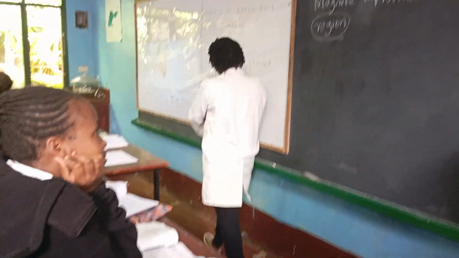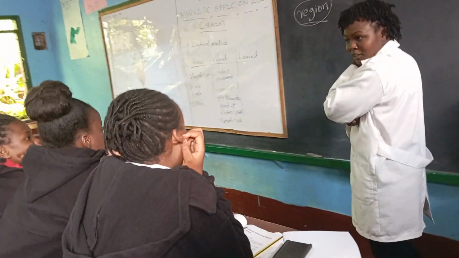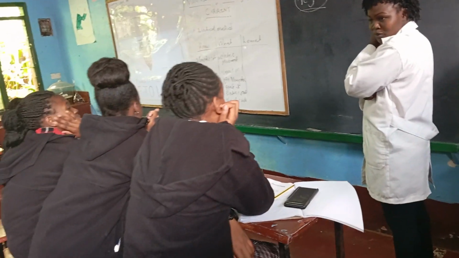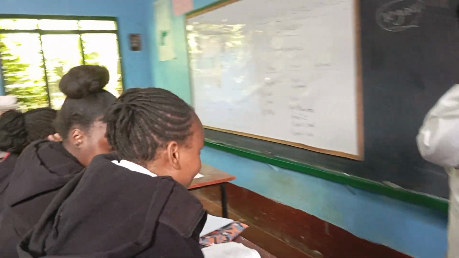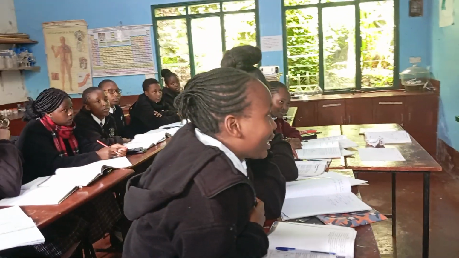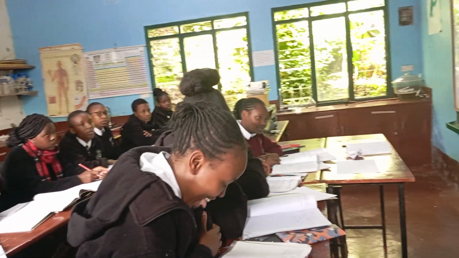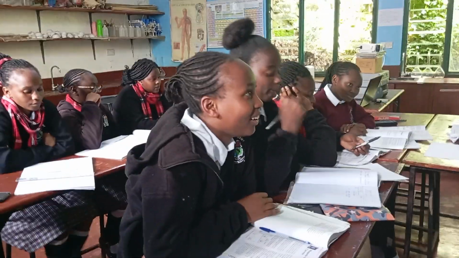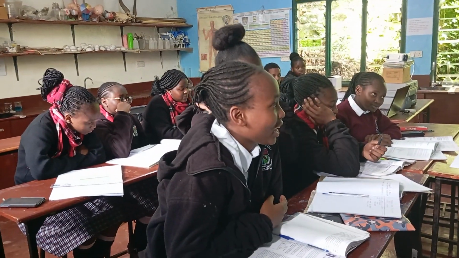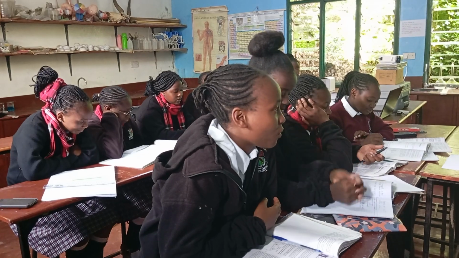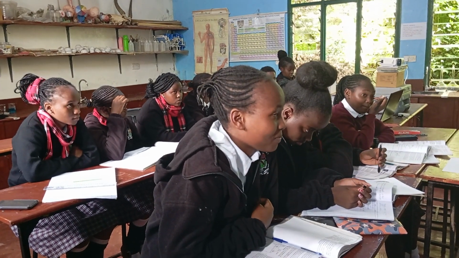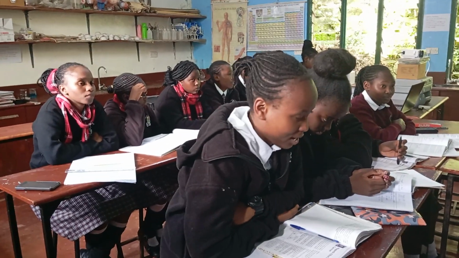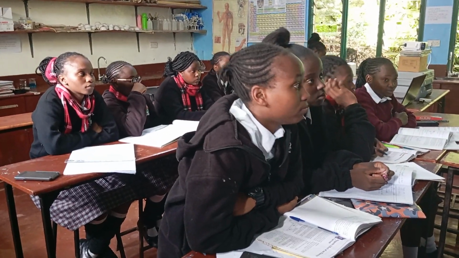Somebody define for us the magnetic field. Tracy, can you redefine it for us? Magnetic field is the influence of magnetism in a region. Influence of magnetism in a particular region.